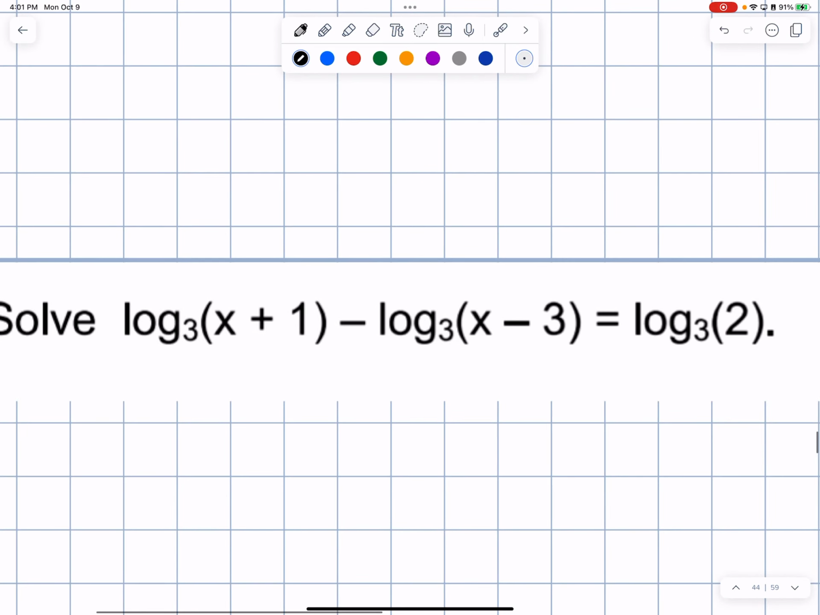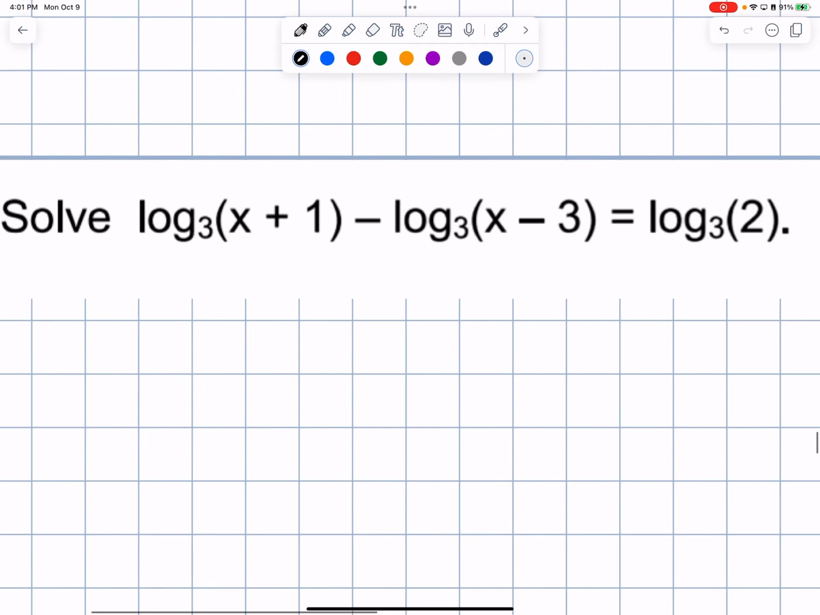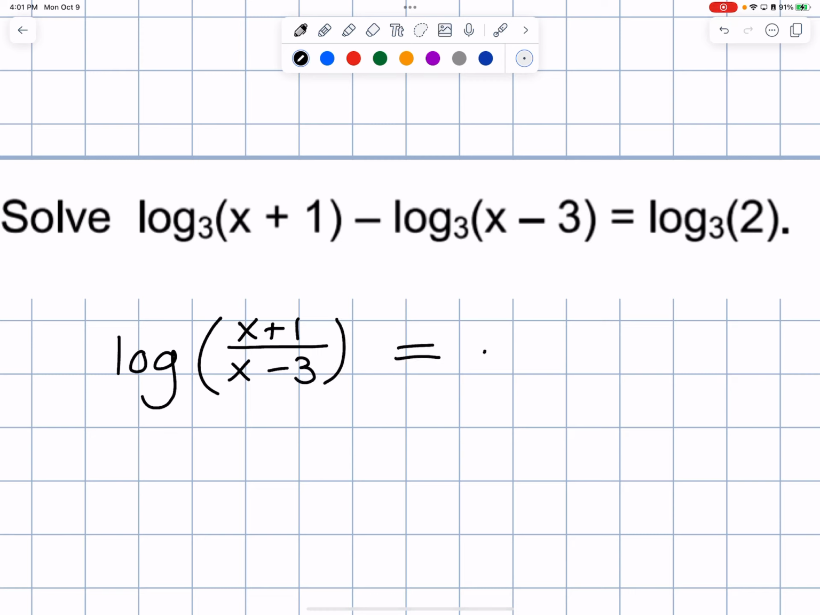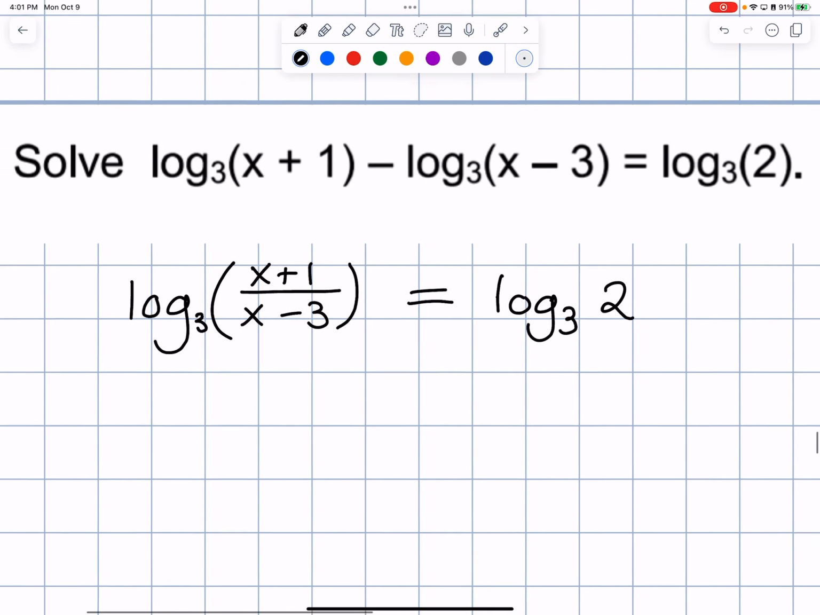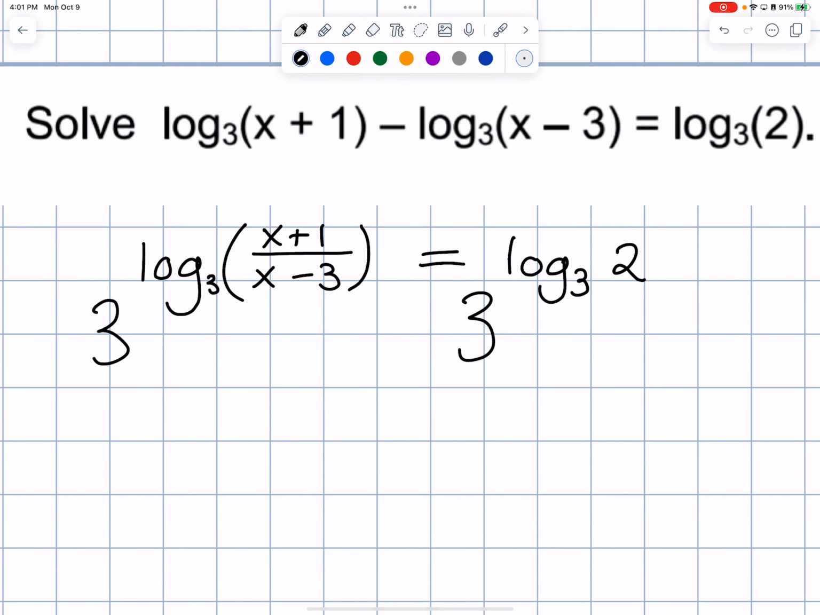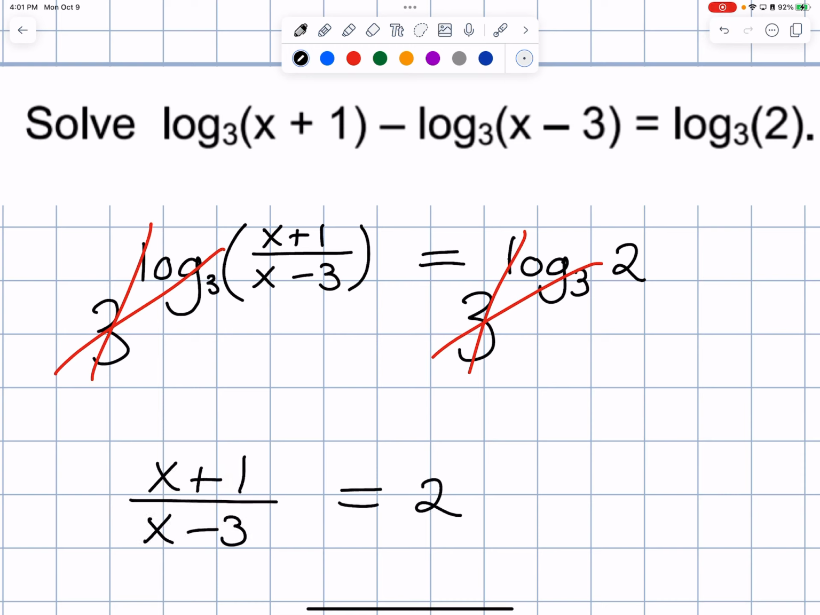We need to get the logarithm by itself. To do that, we're going to have to combine these. Right now we've got 2 different logarithms. We're going to write them as one. They're subtracted, so that's just a division. But now we've got a logarithm base 3. I forgot to write it, but we've got a logarithm base 3 on both sides. So I can just do 3 to the and 3 to the, and this piece will cancel each other out. And I will have x plus 1 over x minus 3 equals 2.